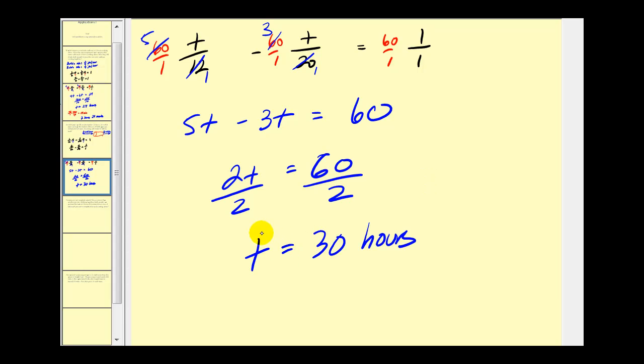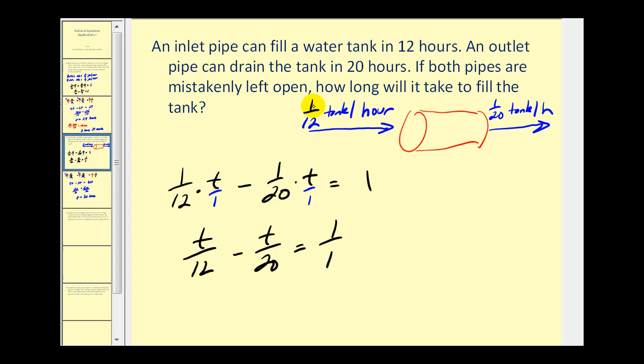Let's go back and take a look at the original problem. Notice that if the drain wasn't left open, it would have taken 12 hours. So it does make sense that it's going to take a lot longer to fill if we're draining the water at the same time. So having a total fill time of 30 hours in this situation makes a lot of sense. Okay, we'll go ahead and take a look at a couple more questions in the next video.